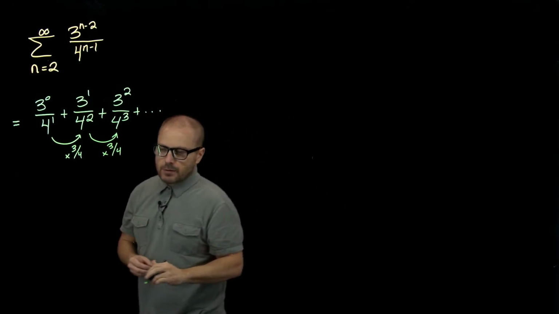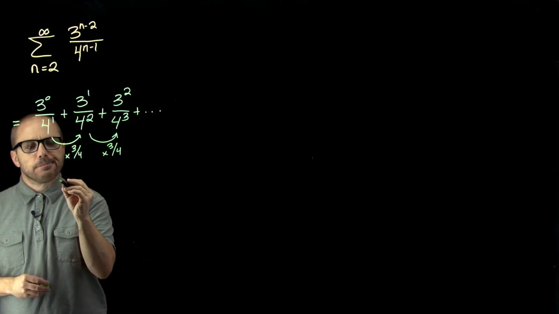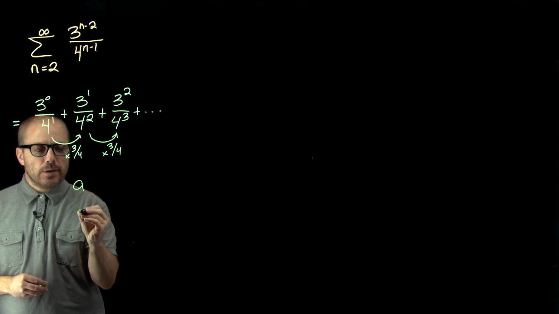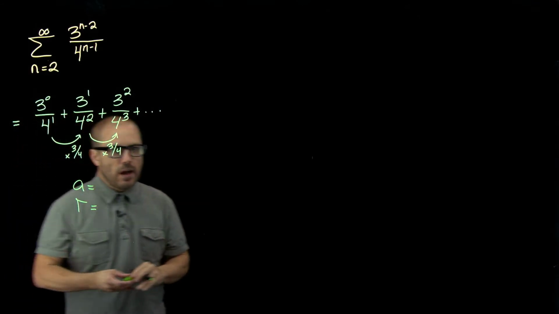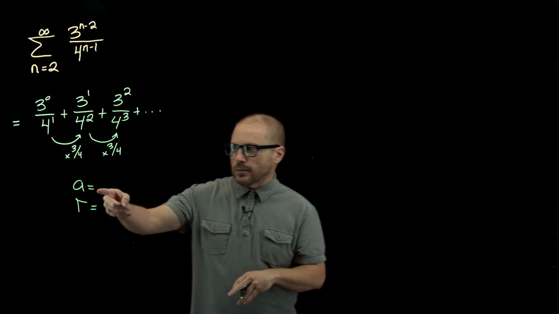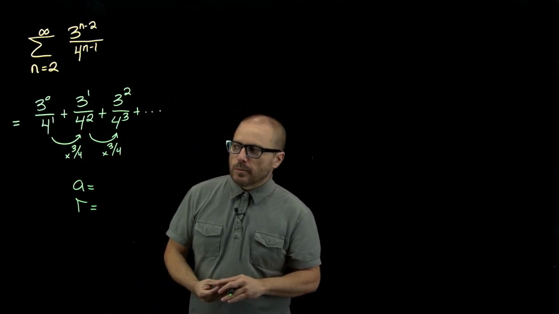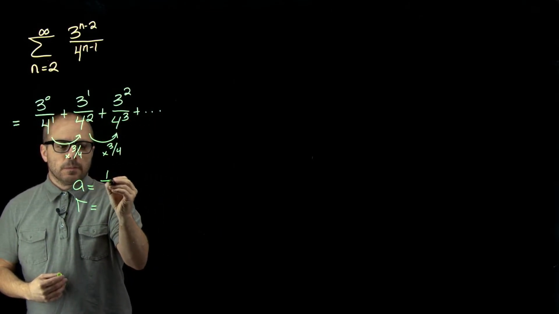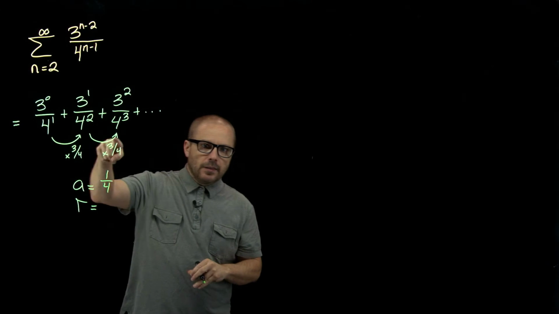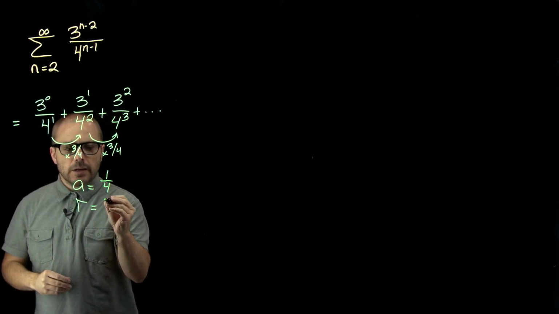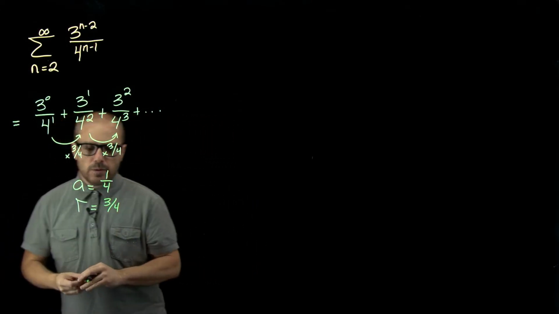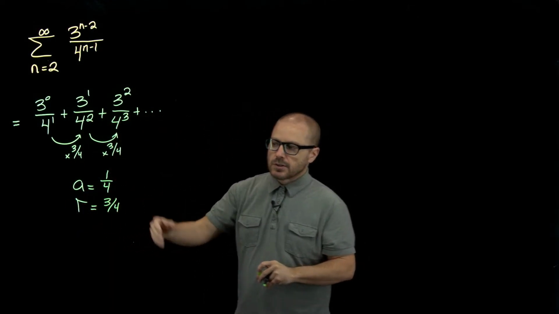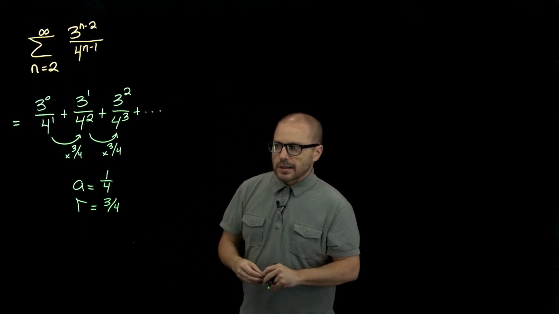So we see that, in this case, remember we describe a geometric by two values. It's a and it's r. A is where it starts. That first term, 3 to the 0 is 1, 4 to the 1 is 4. So the first term is a fourth. And the common ratio, the thing you multiply by each time, is 3/4. And this tells us that it's a convergent series, convergent geometric, because its absolute value is less than 1.